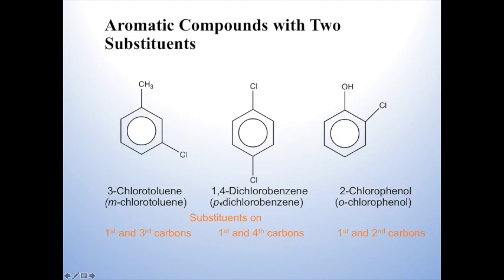We'll do some examples. So if you have methylbenzene with a chlorine on the third carbon from the methyl group, we call this 3-chlorotoluene or metachlorotoluene because it's in the first and third carbons. If you have two chlorines opposite one another on the first and fourth, you have para-dichlorobenzene. And then if you have an OH group and a chlorine group on 1 and 2, you call this 2-chlorophenol or orthochlorophenol.